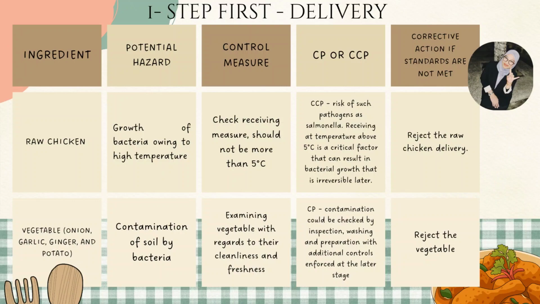The second ingredient is vegetables such as onion, garlic, ginger, and potato. The potential hazard is contamination of soil by bacteria. For the control measure, examine the vegetables with regard to their cleanliness and freshness. For this ingredient, CCP or CP, this is CP. Contamination could be checked by inspection, washing, and preparation with additional control enforced at a later stage. The corrective action if standards are not met is to reject the vegetables.